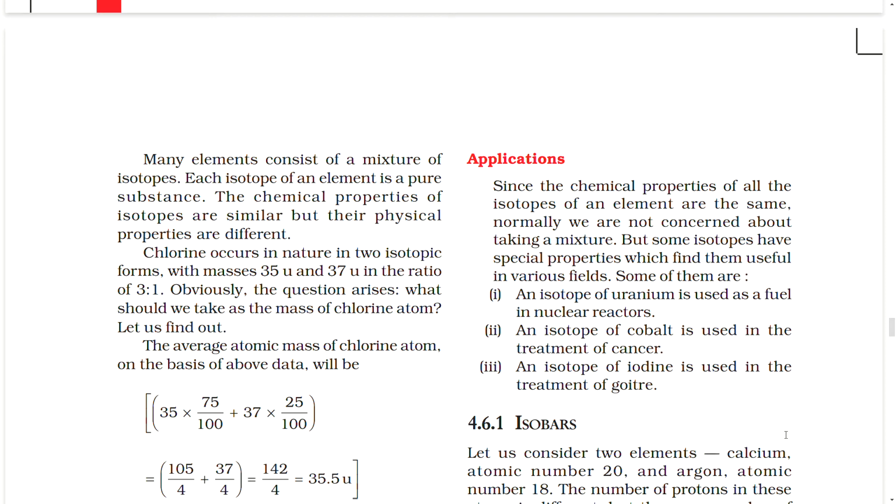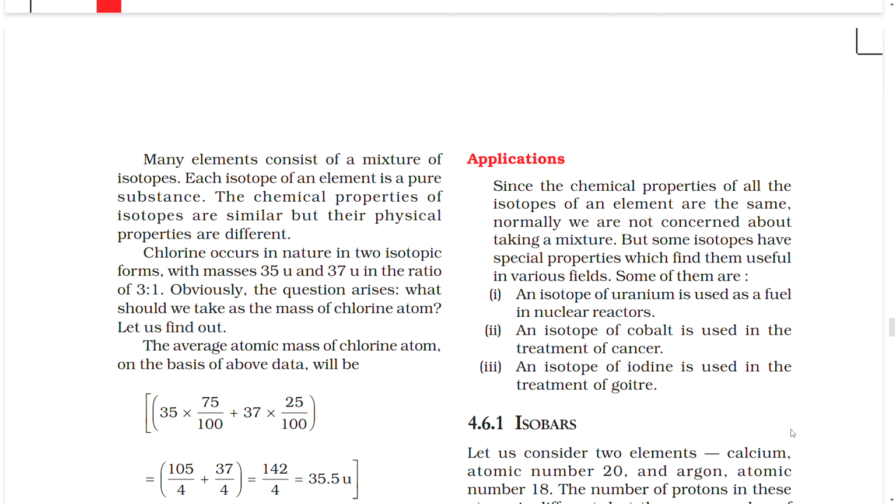Many elements consist of a mixture of isotopes. Each isotope of an element is a pure substance. The chemical properties of isotopes are similar, but their physical properties are different. Chlorine occurs in nature in two isotopic forms, with masses 35 u and 37 u in the ratio of 3:1.